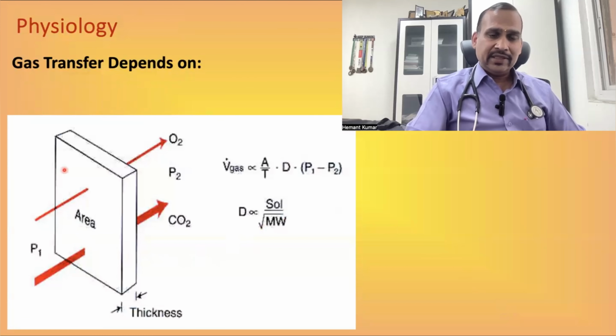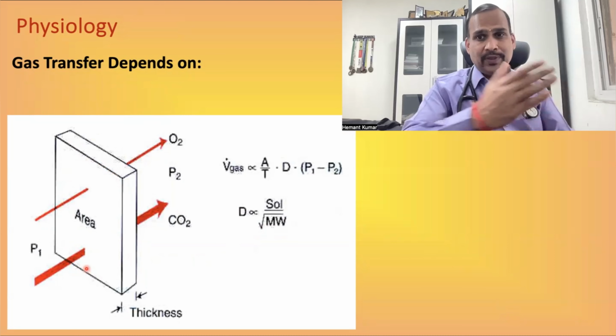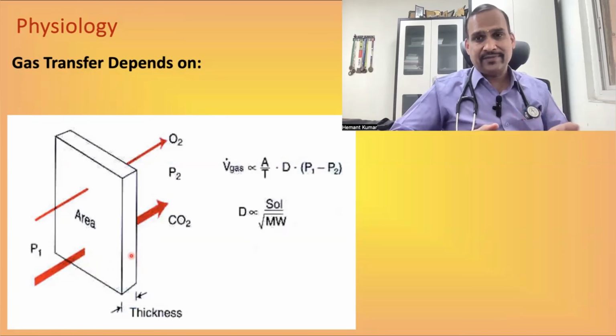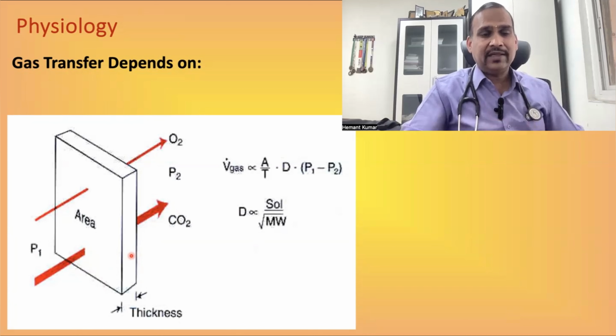So again, by this diagram you can understand this is the area by which gas diffuses from alveoli to blood. So more is the surface area, more gas will transfer from alveoli to blood. So it is directly proportional to surface area, inversely proportional to thickness. So more thickness, less gas transfer. If thickness is less, the membrane is very thin, then gas will diffuse easily. Directly proportional to diffusion.